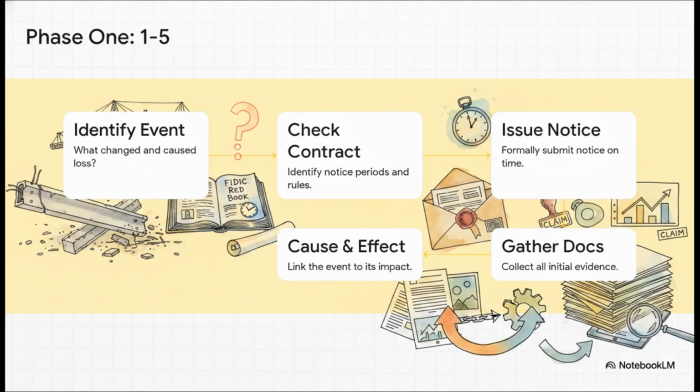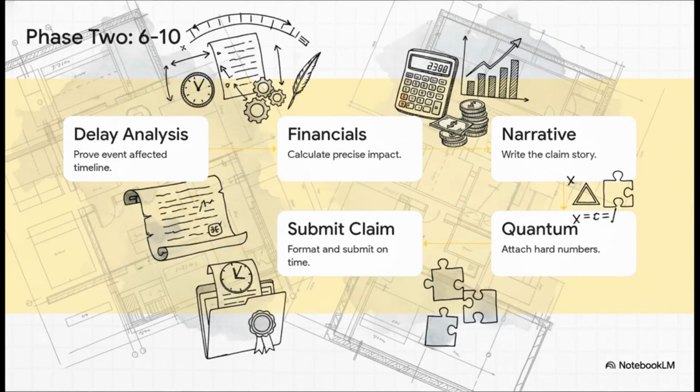Once you've sounded the alarm, Step 4 is grabbing all your initial evidence, which tees you up perfectly for Step 5, establishing a rock-solid, unbreakable link between the cause and the effect. And that brings us to Phases 2 and 3, Steps 6 through 10. This is where we shift gears from just gathering evidence to doing the really heavy math. Step 6 is delay analysis, which feeds directly into Step 7, calculating the precise financial impact. Then, for Step 8, you write up a compelling narrative that tells the whole story, attach your hard quantum numbers in Step 9, and finally submit that perfectly formatted claim with all the right signatures in Step 10.